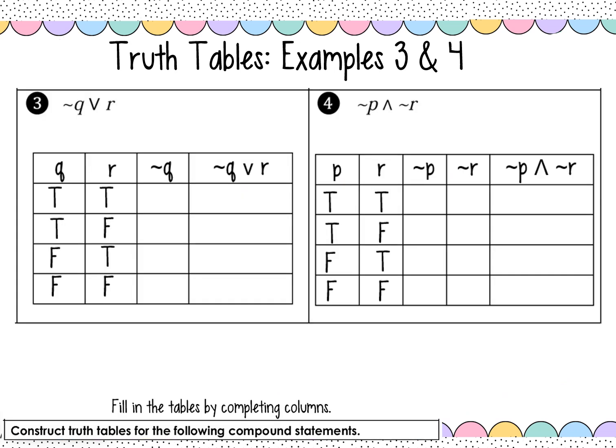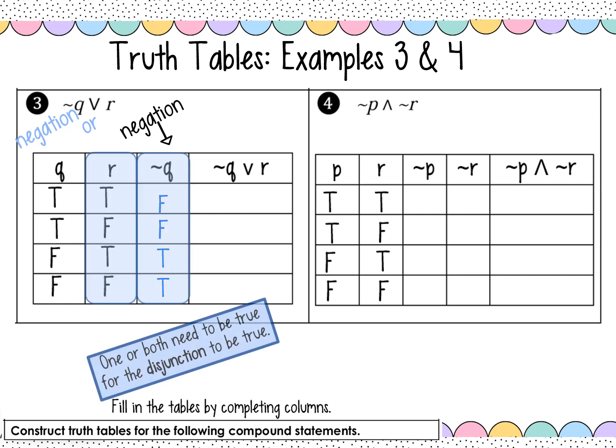Examples 3 and 4. Number 3, we have not Q or R. We're going to have to negate Q. So let's do our negation first. The true becomes false and the false becomes true. And now we have our disjunction, our or. We're looking at those two columns right there, and one or both need to be true for the disjunction to be true. So we're going to have a true, false, true, and true.